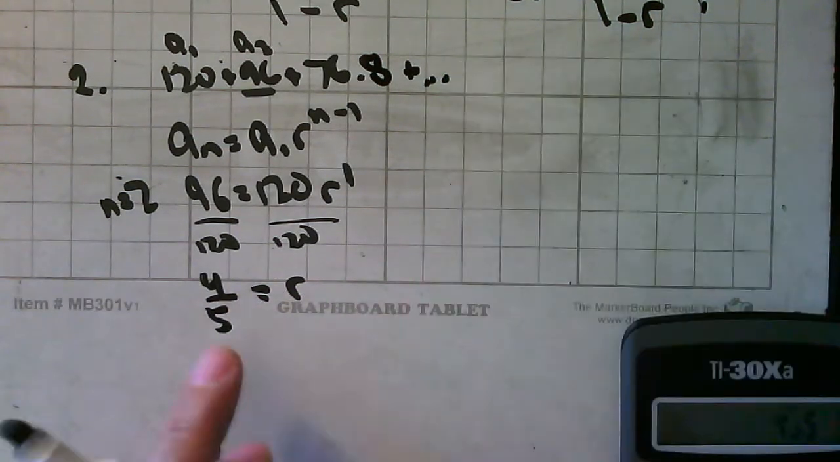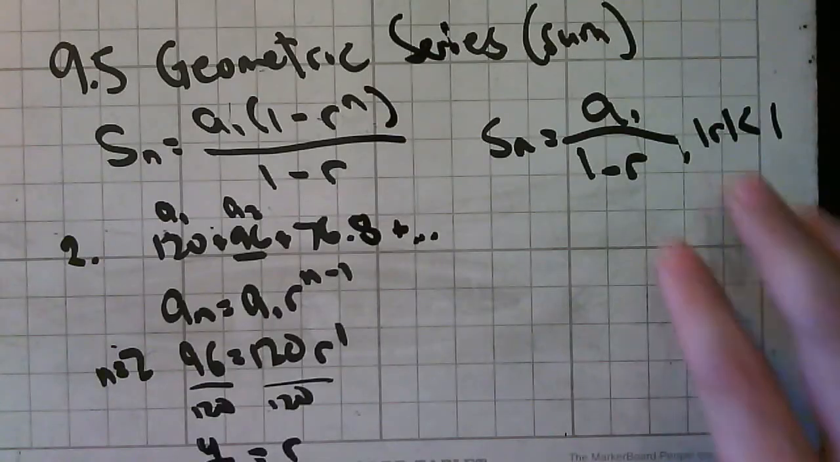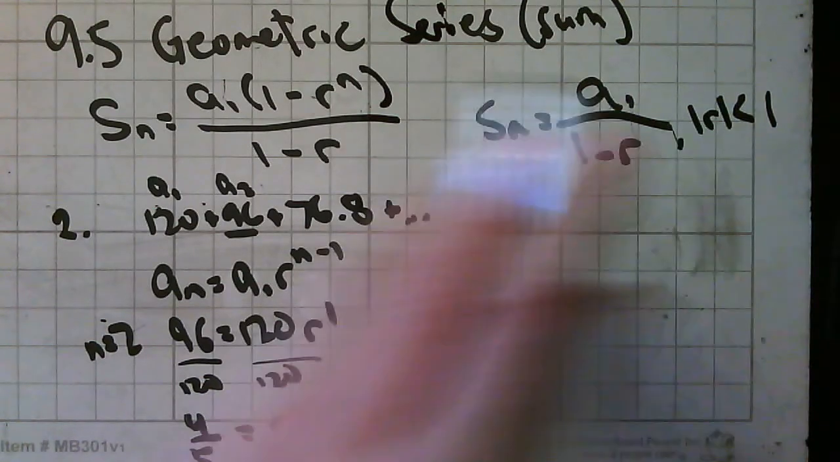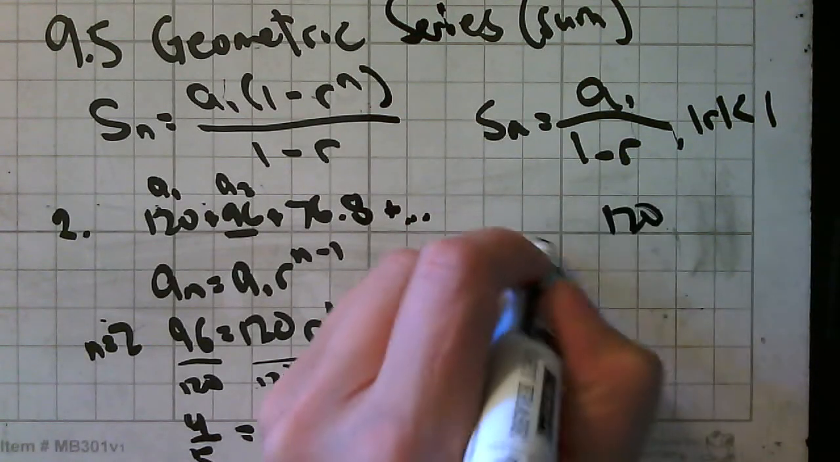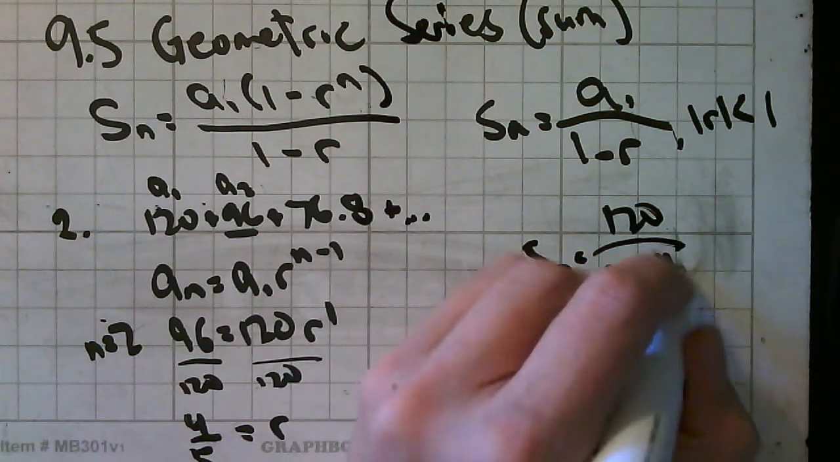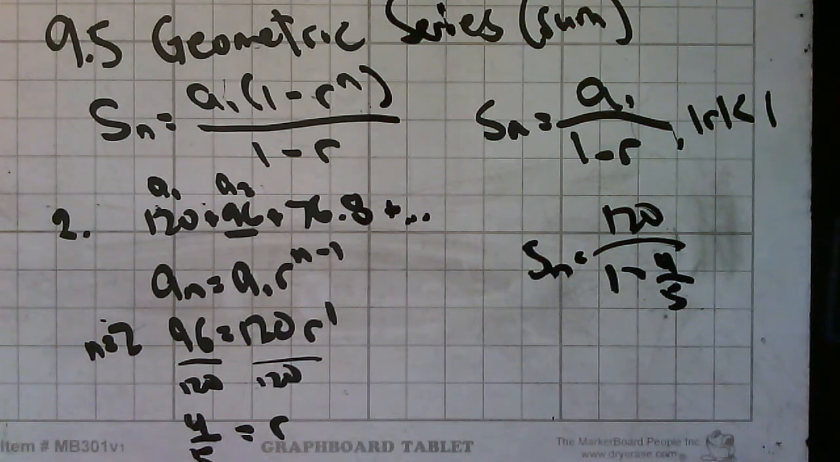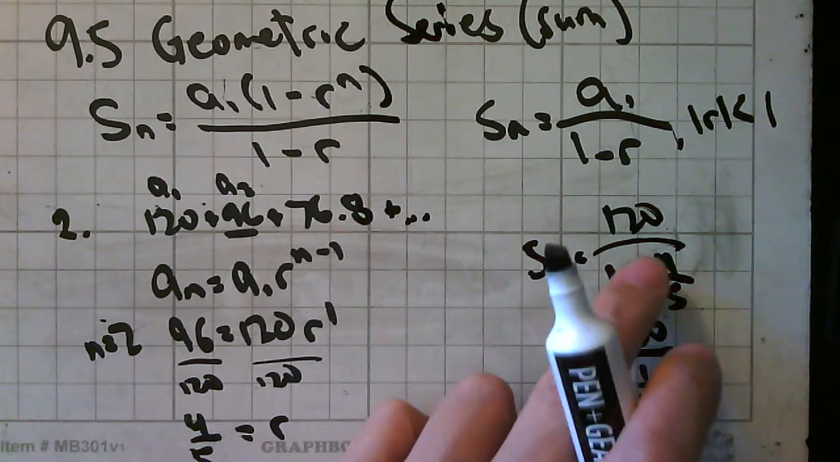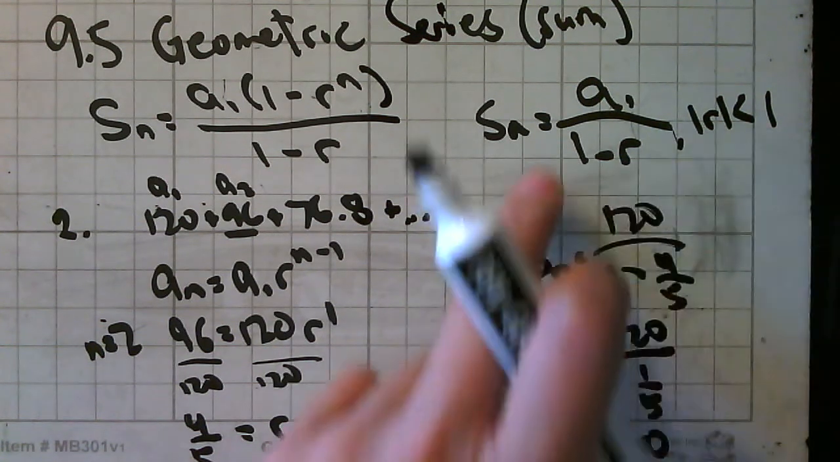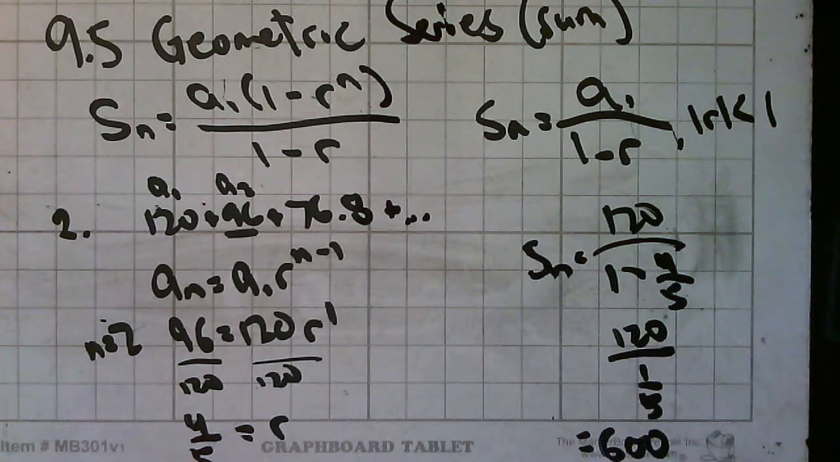Okay, so now we know this r is less than 1, so it's going to converge. We're going to use this formula. We need a1, which is 120, and r, which is 4 over 5. So that's all you need. You're going to plug this into your calculator. Okay, in this case, I got 1 minus 4/5 is 1/5. Then you keep, change, and flip, and you're going to get 600. So if your r is less than 1, all you need is the first term and your r, and you can find the sum.